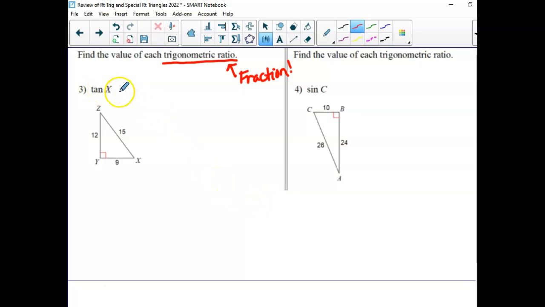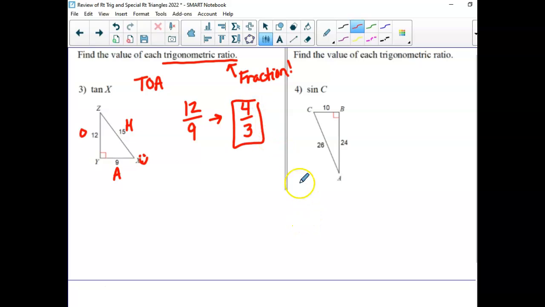Okay, tangent of x. So this is a big deal. You have to be standing at x to determine this, particularly for tangent, because tangent is TOA, opposite over adjacent. So from this spot, where is the opposite leg? Can you give me a number? And the adjacent leg is 9, because this was the hypotenuse, right? The longest side, or the one across from the right angle, was the hypotenuse. So O over A is going to just be 12 over 9, which we are going to go ahead and reduce by 3 to 4/3. But that's all this was looking for.